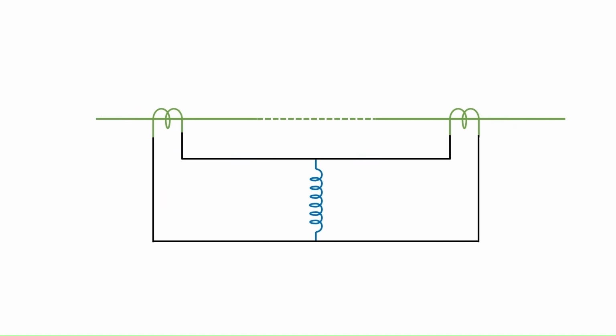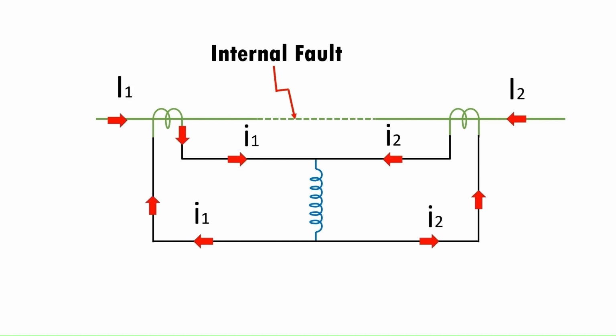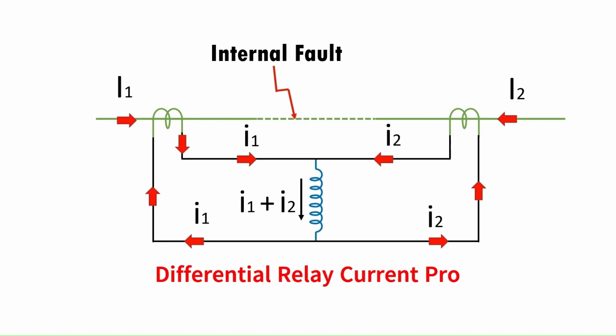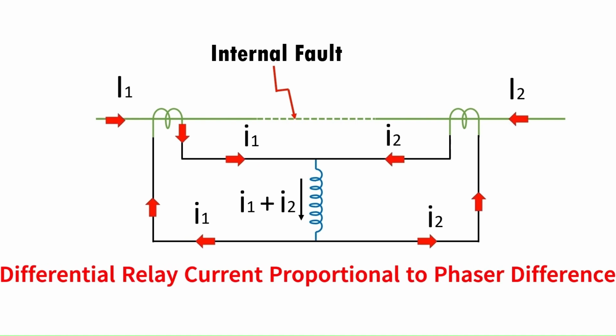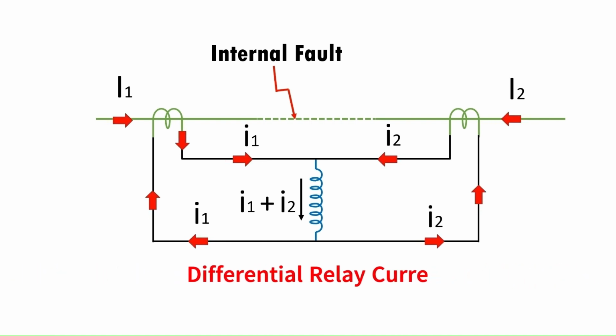For example, in case of internal faults, if the current flows to the fault from both sides, the sum of the CT secondary currents will flow through the differential relay. It is not necessary that fault current flows to the fault from both sides to cause secondary current to flow to the differential relay. That means we can say that the differential relay current will be proportional to the phasor difference between the currents entering and leaving the protected element. And if the differential current exceeds the set value, the relay will operate.